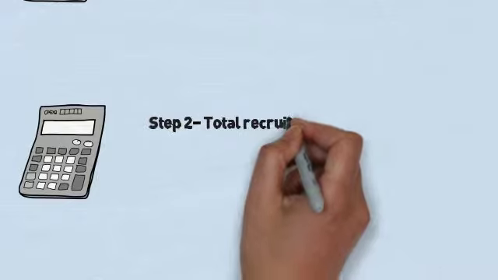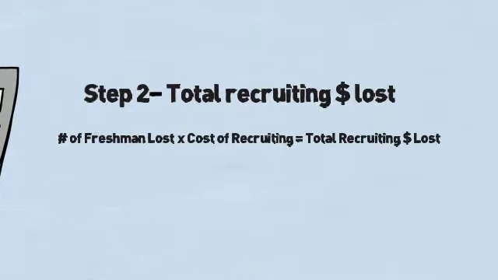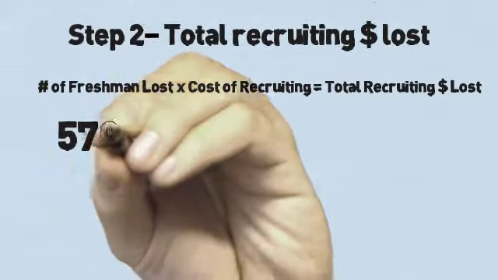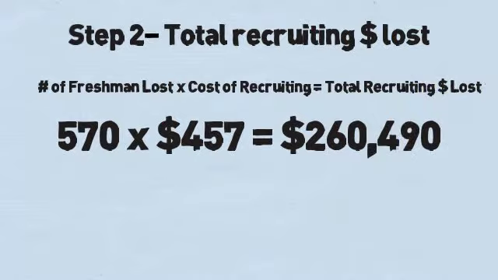Step 2, now we need to calculate the total recruiting dollars lost. We do this by taking the number of freshmen lost from step 1 and multiplying it by the cost of recruiting a student.